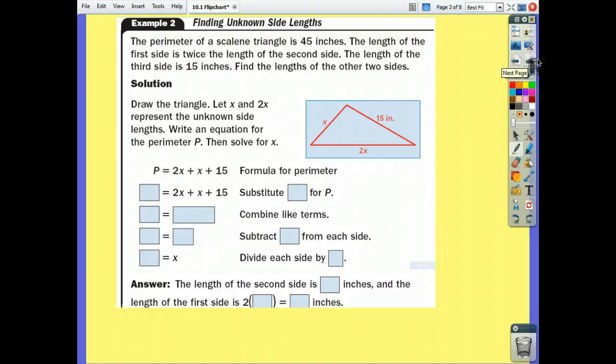A scalene triangle is, and "is" in math means what? Equals. So the perimeter, if I add up the x plus 15 plus 2x, right here they have it written in the squares for you, x plus 2x plus 15, that equals what, did they say? The perimeter equals what? 45.